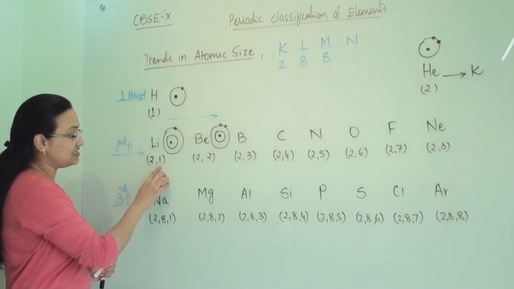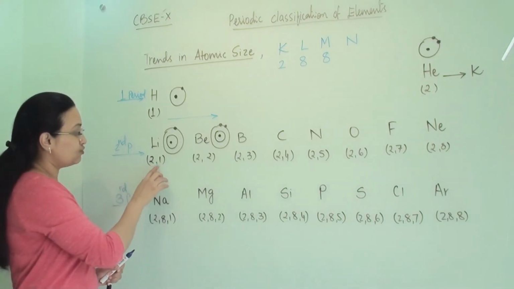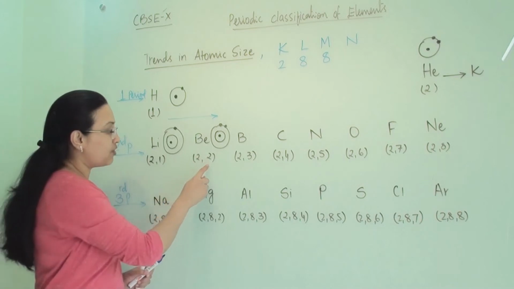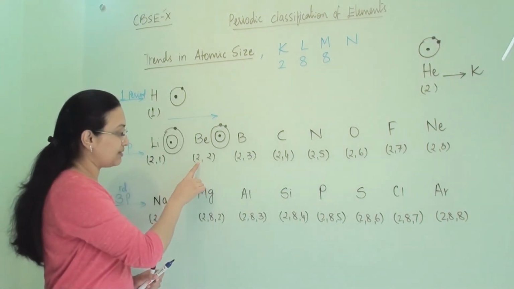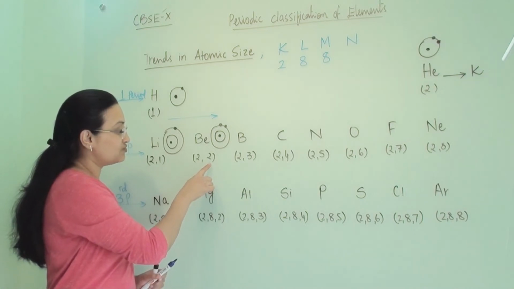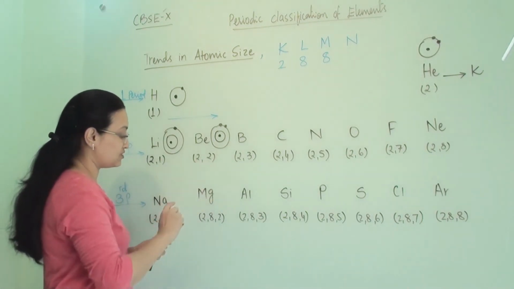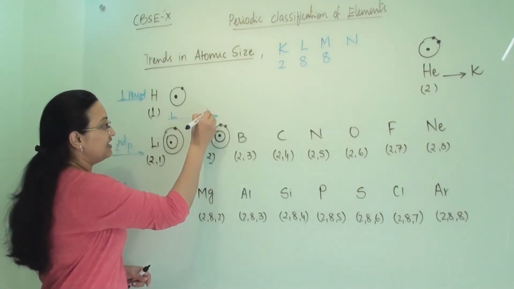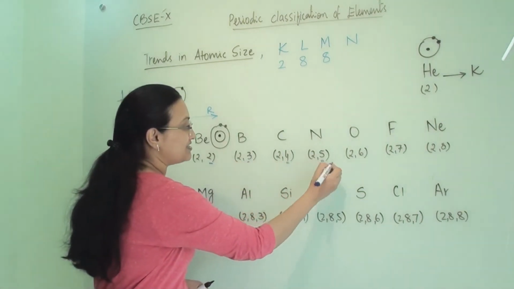Now here in L shell, lithium's atomic number is 3, so 2 and 1. We have kept 1 electron here. Going forward, beryllium's atomic number is 4, so we have kept 2 and 2. So slowly, one by one, valence electrons are increasing, as you can see going from left to right, and we are keeping them in the valence orbital.